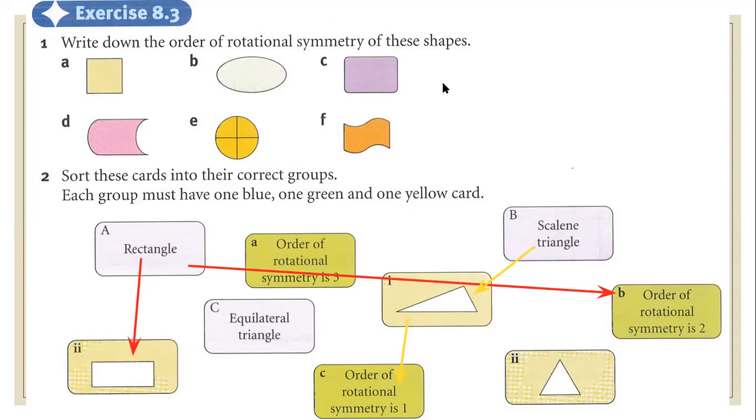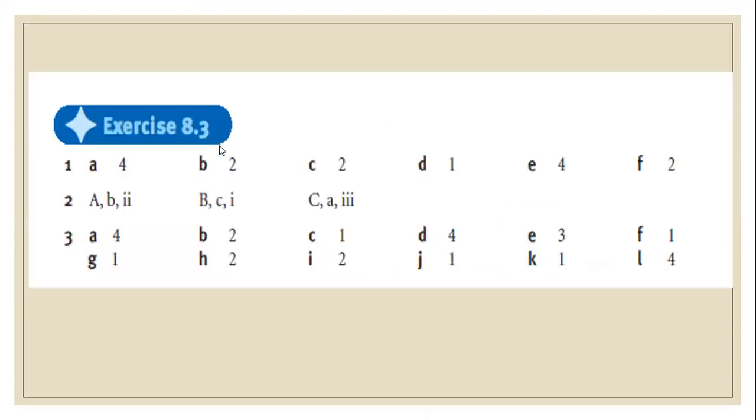Now let's choose the green color. The green color equilateral triangle is this, and it has three orders of rotation. So this one is this. With the help of this, I hope you understand all this. Let me show you their answers. Here you can see AB and 2, BC 1, and CA 3.